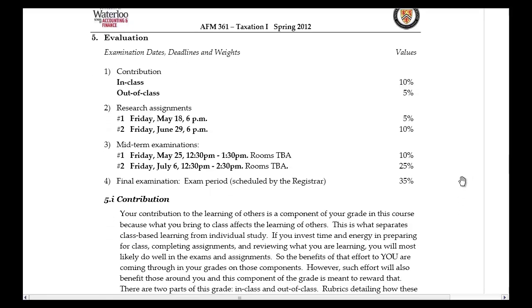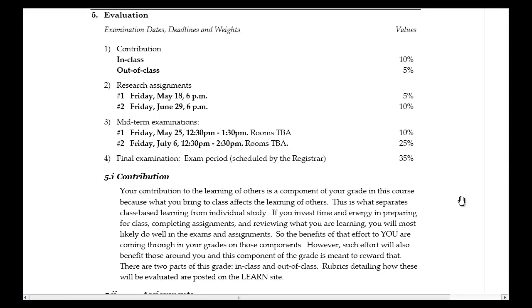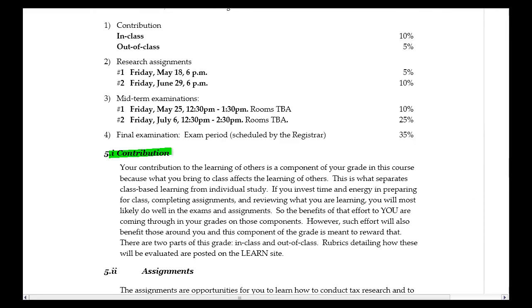I'll leave you to look at the evaluation of your class. It's not too much out of the ordinary. However, the one thing I do want to talk about is contribution. Often referred to as participation in a lot of classes. And you can see there are two portions to it in our class, the in-class and the out-of-class, with the in-class being 10% and the out-of-class being 5%. So we're not going way off the beaten path here.